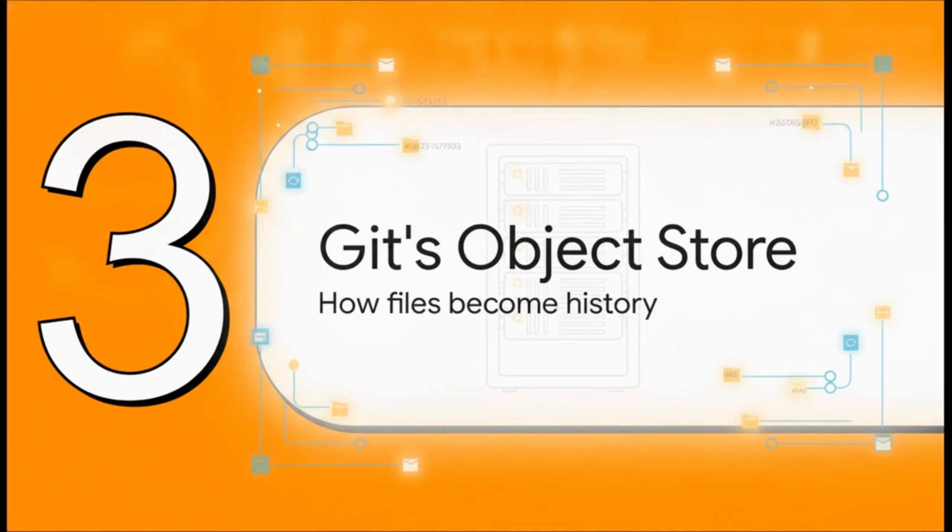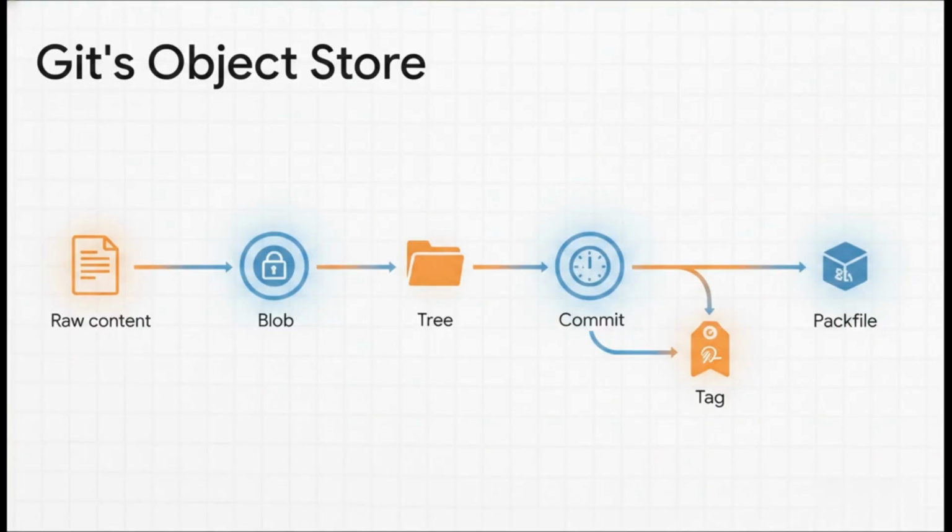All right, section 3. Inside Git's object store, how files become history. Now this is where it gets really cool. Git transitions a file through this fascinating little micro-narrative within its object database. So first, the raw content of your file becomes an immutable blob. Git identifies this blob internally using a cryptographic SHA-1 hash, which is basically just a unique digital fingerprint for that exact piece of text. From there, it gets organized into a tree object.